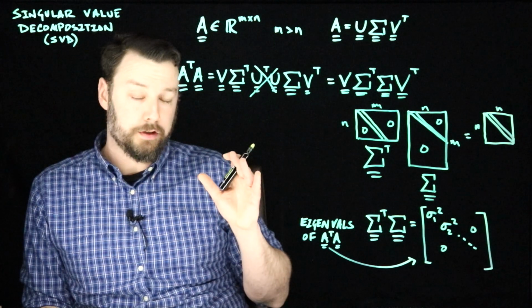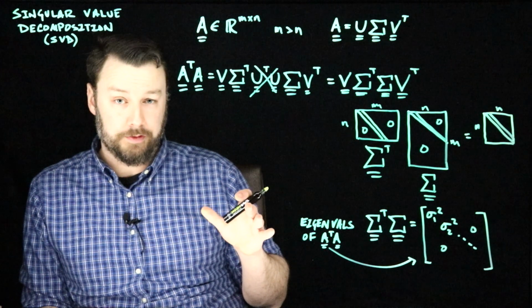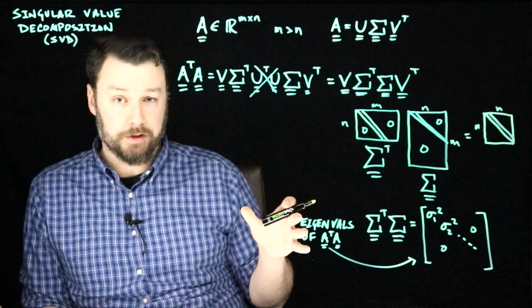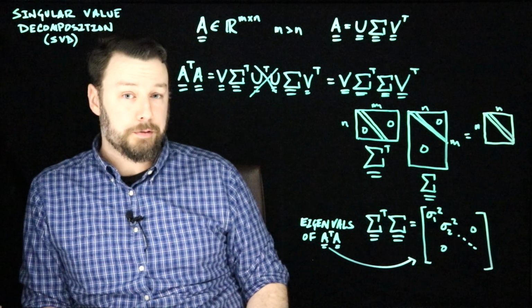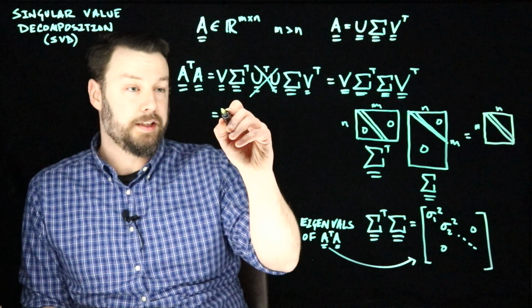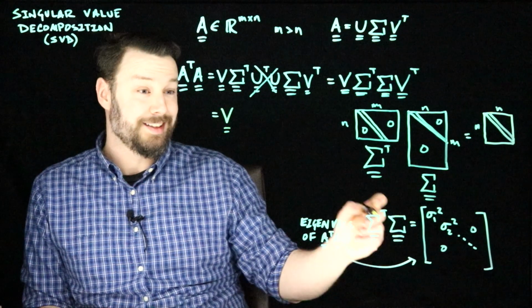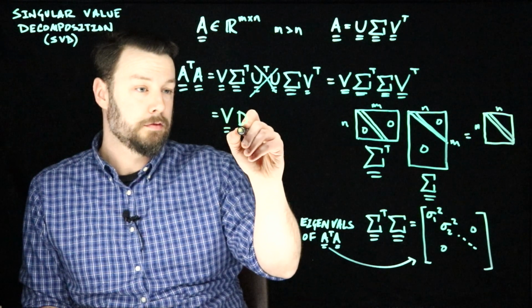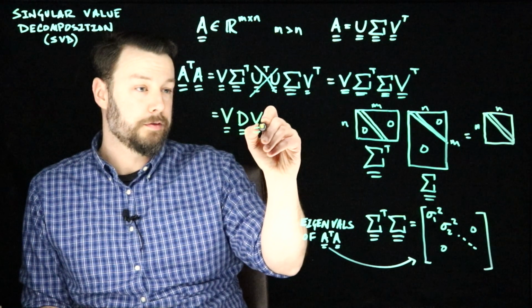Now we see we have a useful tool for starting to compute the SVD by computing eigenvalues and eigenvectors. In particular, if we compute the eigenvalues and eigenvectors of A transpose A, then we're going to get V, let's call this D, V transpose.